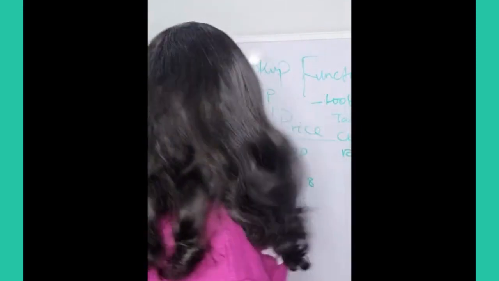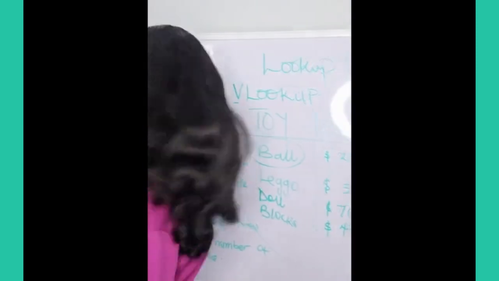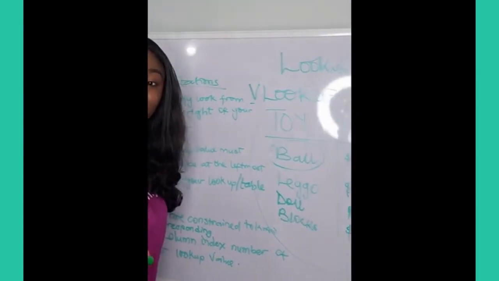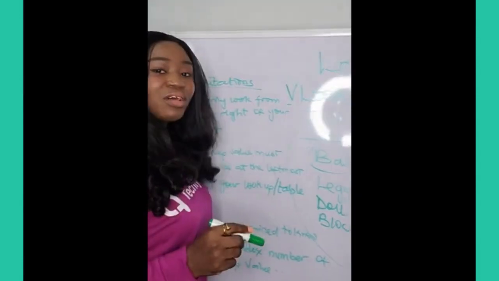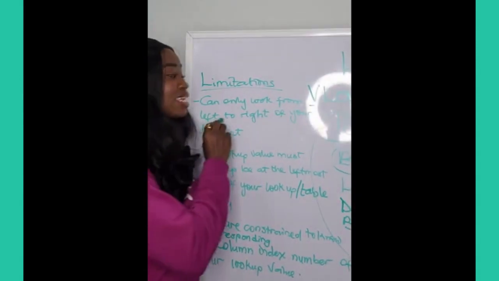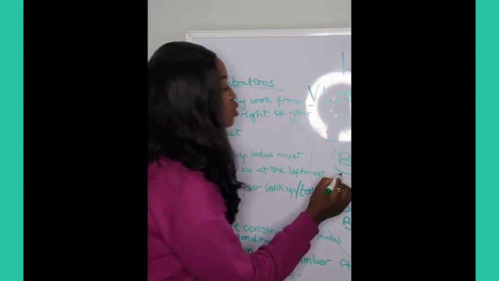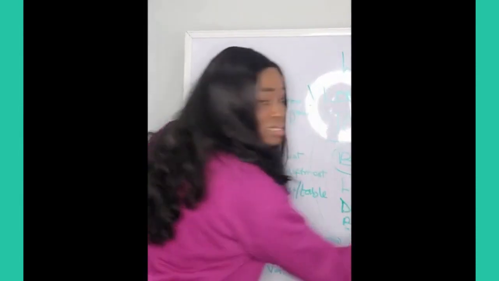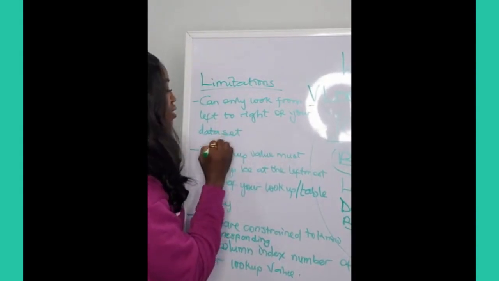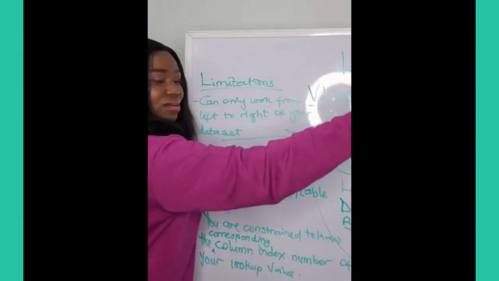Now, let's sound a tiny note of warning. VLOOKUP has its limitations. VLOOKUP is quite limited, and we could quickly look at the limitations of VLOOKUP. One of the limitations of VLOOKUP is that it can only look from left to right of your data set. That is, it can only look from left to right like this.